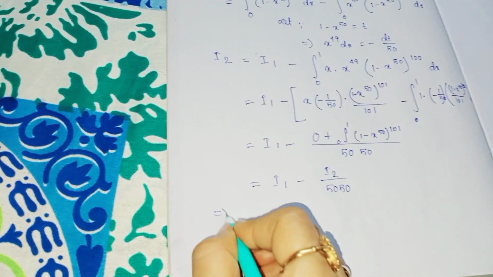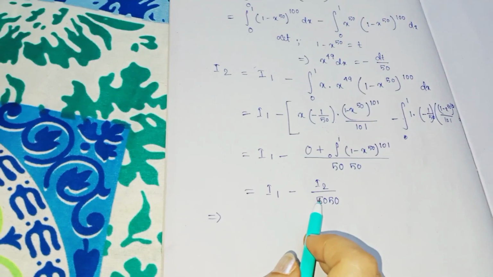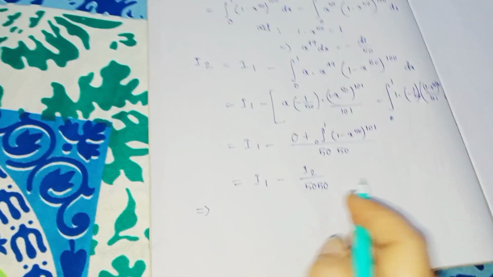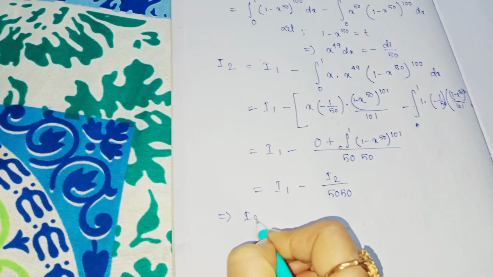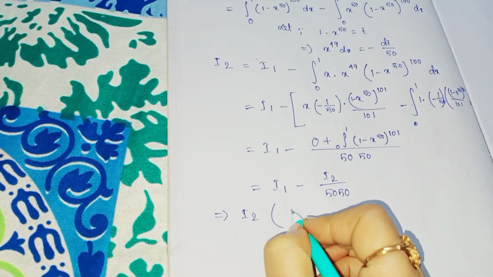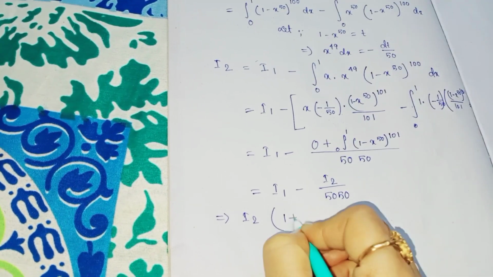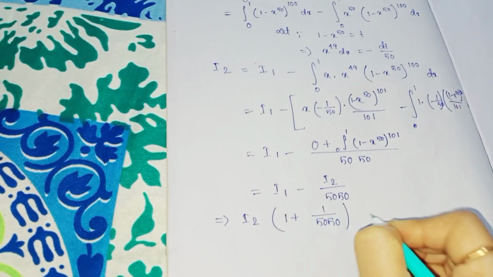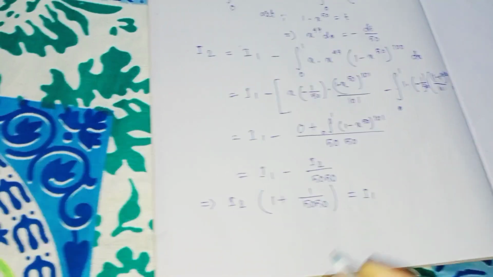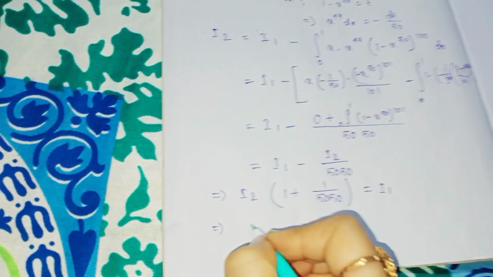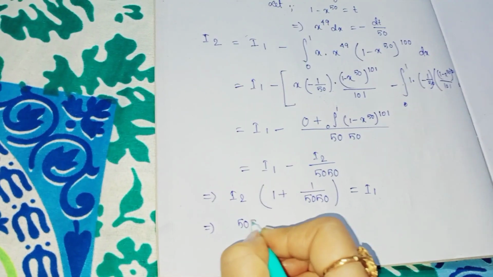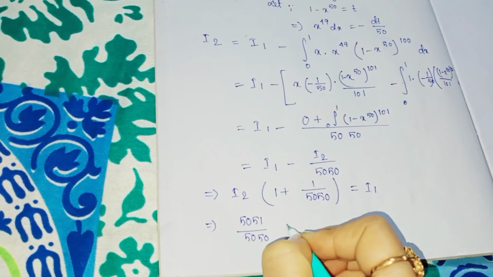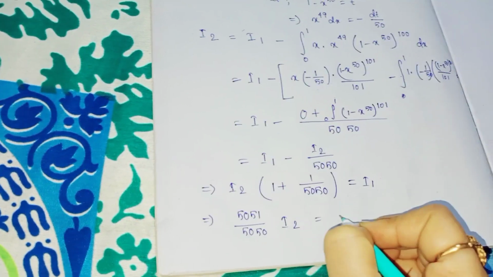Now it is I2 plus I2 by 5050. So here we get I2 times (1 plus 1 by 5050) is equal to I1. Now 5051 divided by 5050 into I2 is equal to I1.